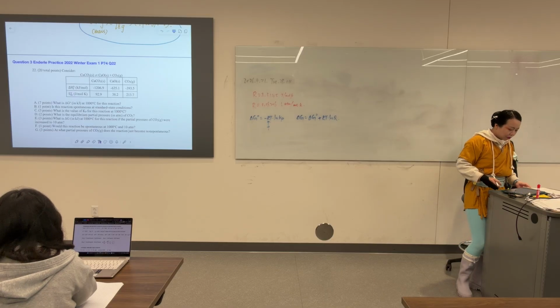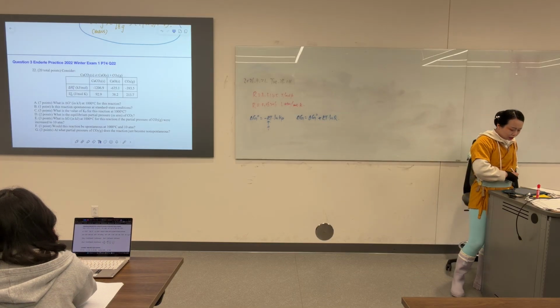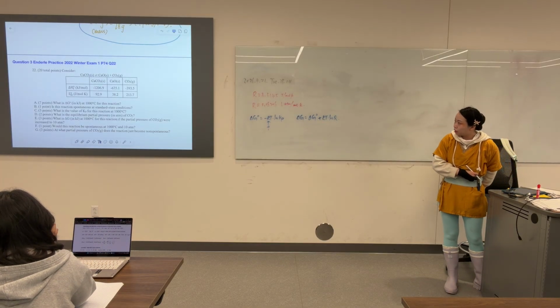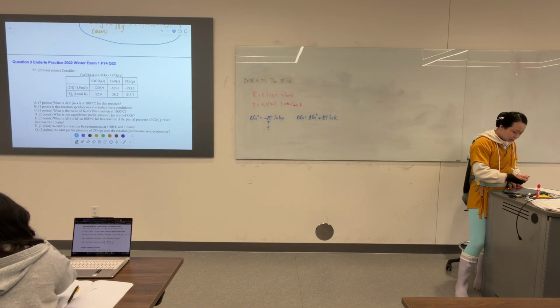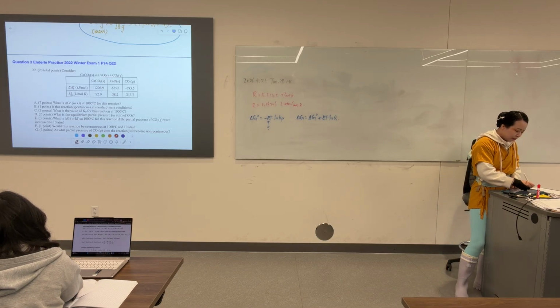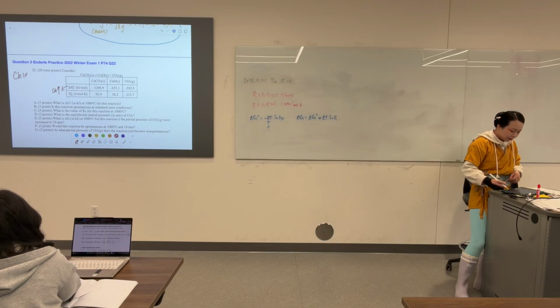Alright, so we'll go over the practice exam 2022 winter exam 1. It's on page 74, question 20. It's a good question for both chapter 9 and 10. Maybe I would write chapter 10, because we do have delta H, which is in chapter 9.